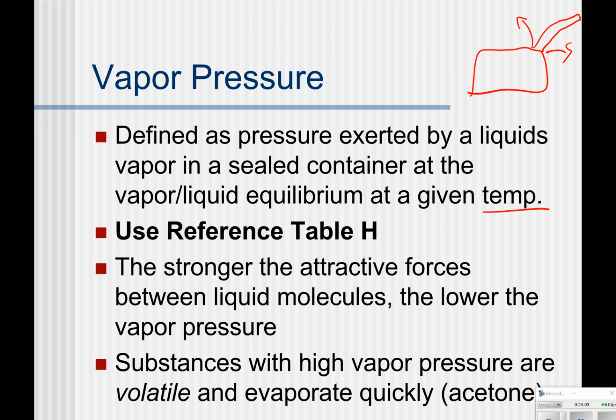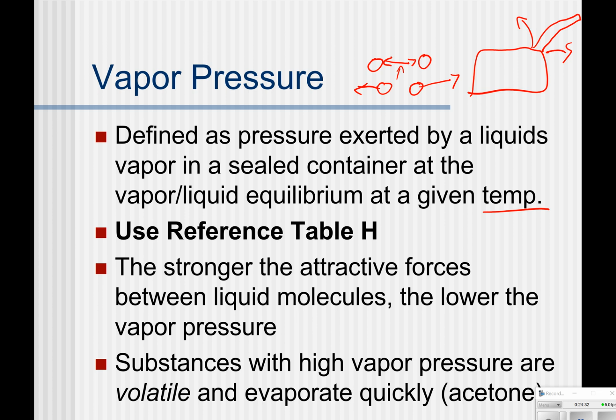Now, the stronger the attractive forces between liquid molecules, the stronger the IMF between them, the lower the vapor pressure. Which means the force is stronger between the molecules, so it's going to be harder to break them apart. And if we want these to be a gas, they need to break their bond from each other and move in different directions.